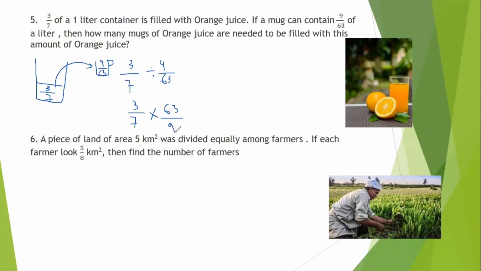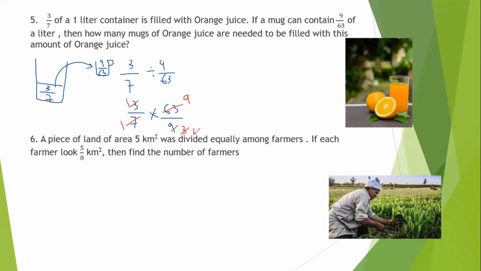Now let's simplify. Divide 3 by 3 equals 1. Divide 9 by 3 equals 3. 7 and 63: 7 divided by 7 equals 1. 63 divided by 7 equals 9. We still have 9 and 3, I can simplify these two numbers.